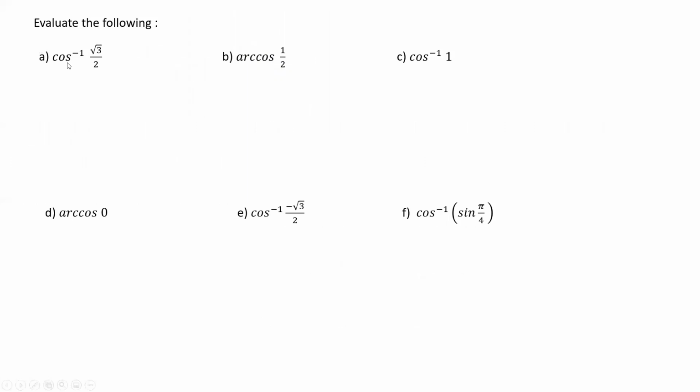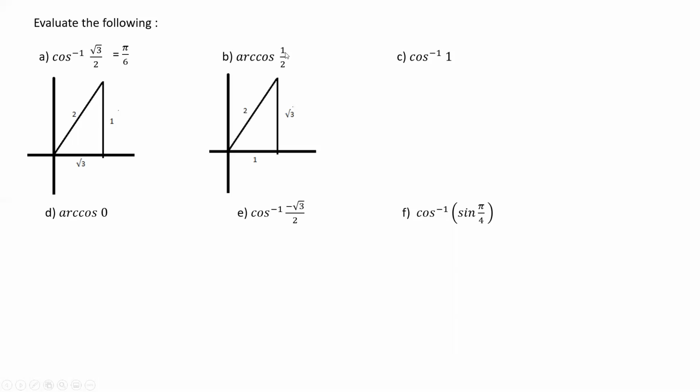Checking your answers. Find the angle that has a cosine of root 3 over 2. Cosine is x over r. That's our 30, 60, 90 triangle. The angle across from 1 is the smaller of the 30 and 60. It was pi over 6. Arc cosine of a half. What angle has a cosine of a half? Cosine is x over r. Again, our 30, 60, 90 triangle. This time we're across from the bigger side, so it's the bigger of the two angles, pi over 3.